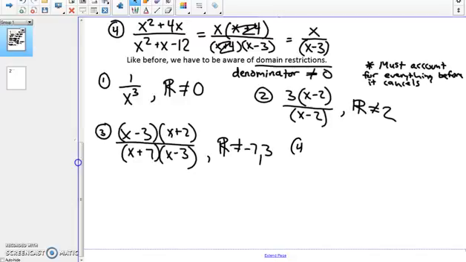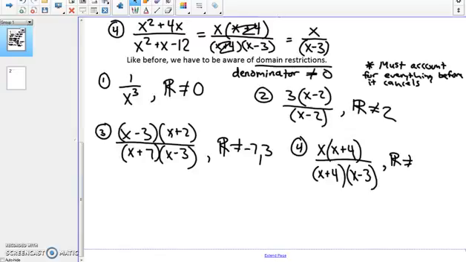And the last one over here, number 4. So we've got x times x plus 4 divided by x plus 4 times x minus 3. Like we just did above, we would cancel out the x plus 4's, but in terms of the domain, we still have to account for everything. So not equal to negative 4 and 3.